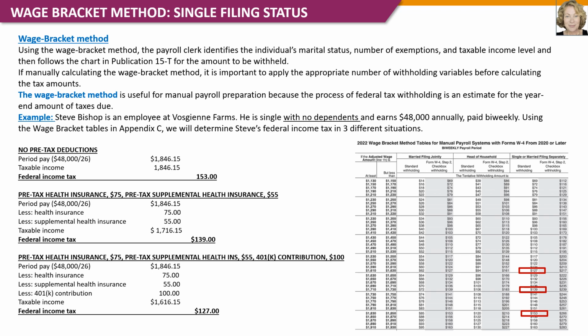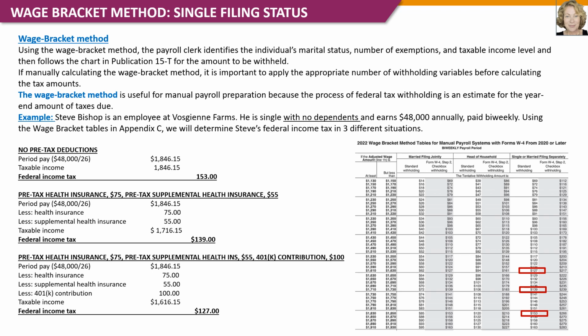But how do the withholdings change when Steve has pre-tax deductions for health insurance of $75 and supplemental health insurance of $55? Well, Steve's taxable income decreases to $1,716.15 because the insurance contributions are pre-tax deductions. So we now look up $1,716.15 in the tax table and find $139 in income tax withholdings.